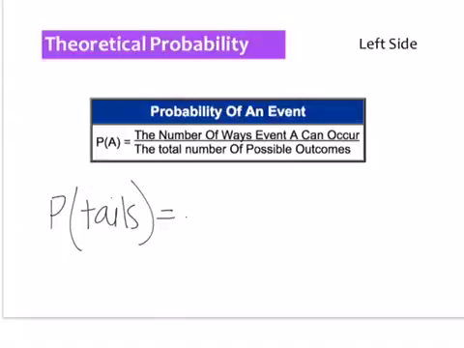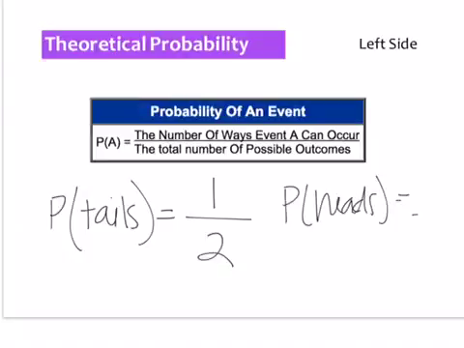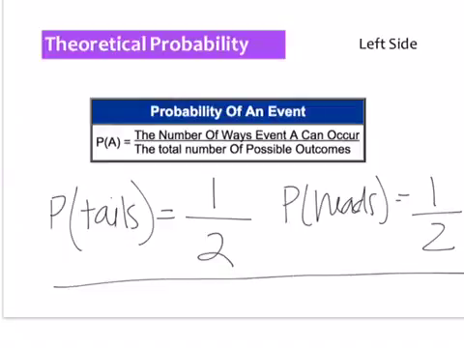Now, on a coin, I have two options, right? It's either heads or tails. And out of those two options, only one of them has tails. So my theoretical probability would be 1 over 2. My probability of getting heads would be the same thing, right? There's two sides to a coin and only one of those sides has a head on it. So these are my theoretical probabilities.